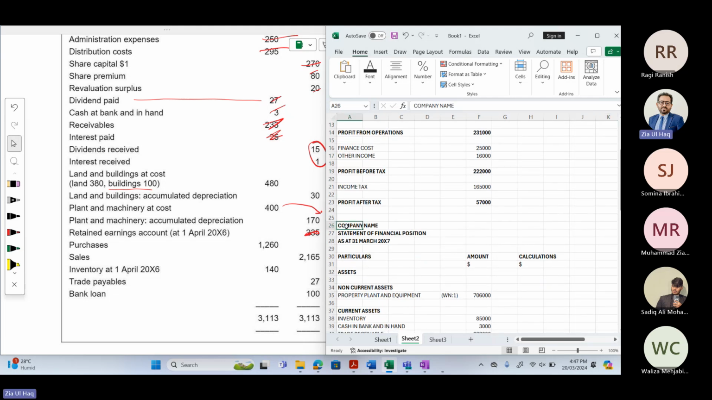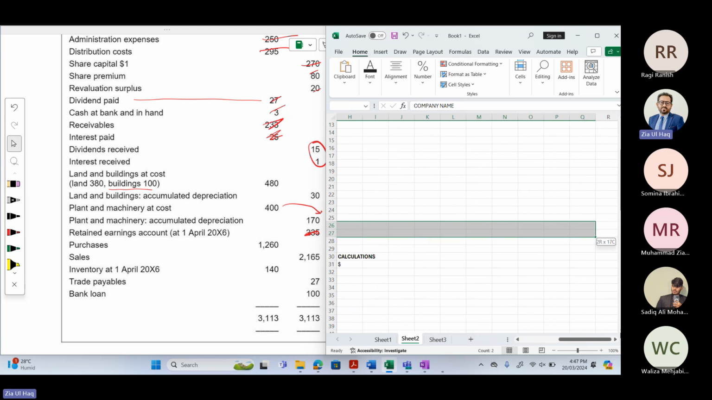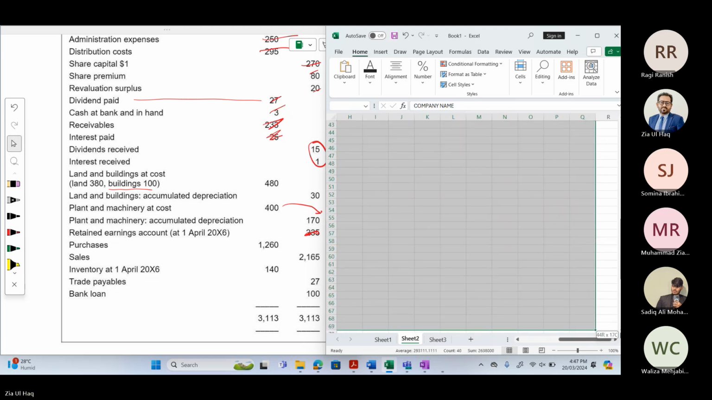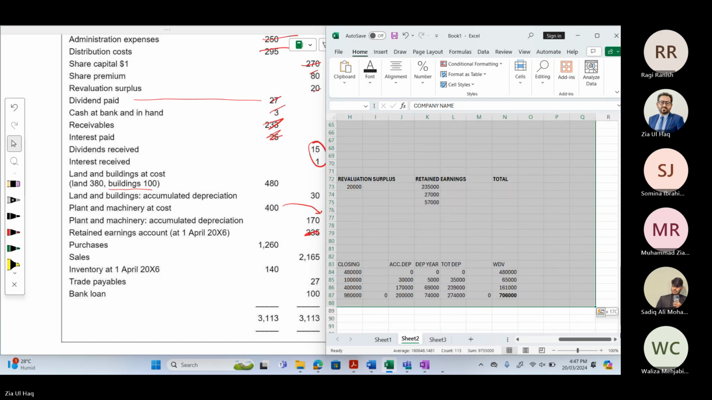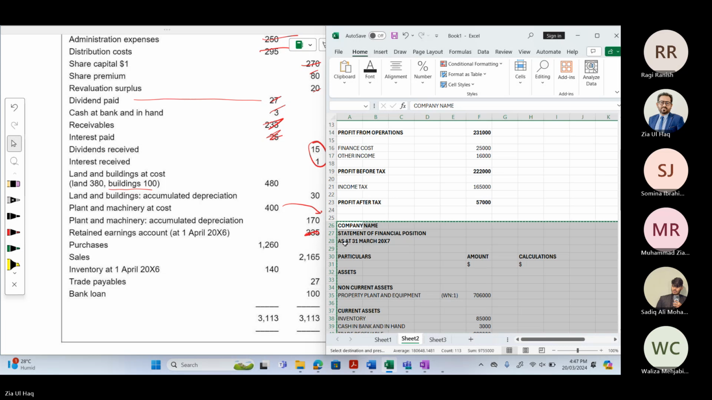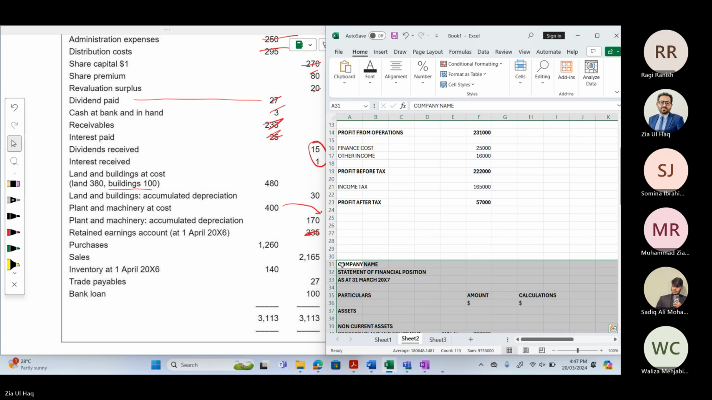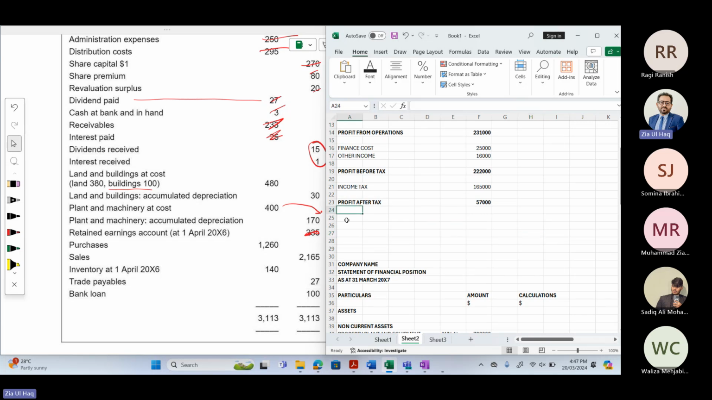So I'm moving this data from here down a little bit. Control X. So we can put it somewhere here. Control V. Cut, paste. Okay. Now this is the profit. We need to prepare other comprehensive income as well.